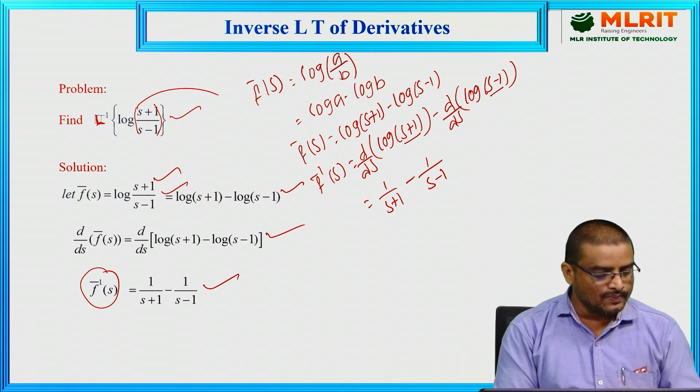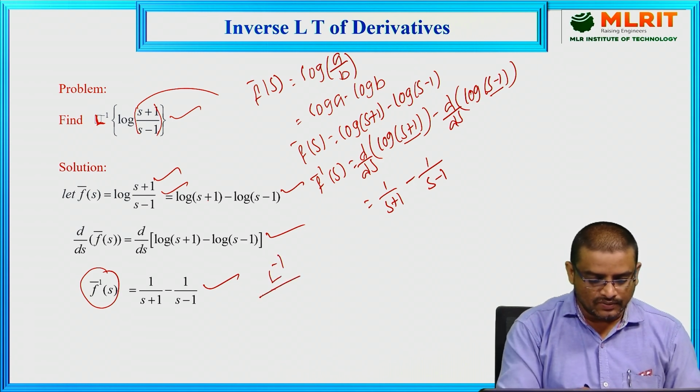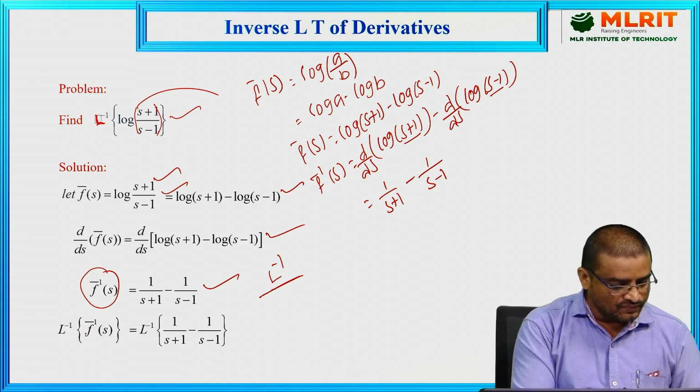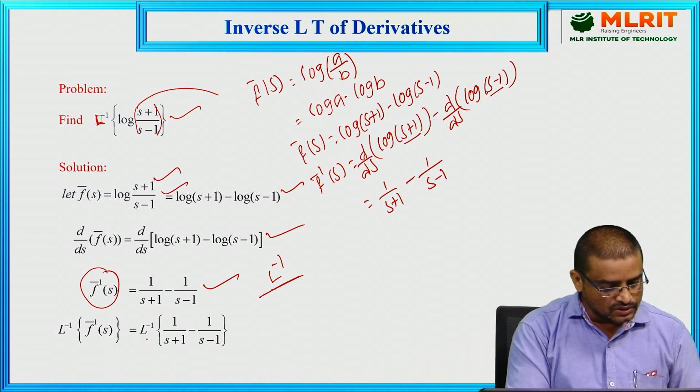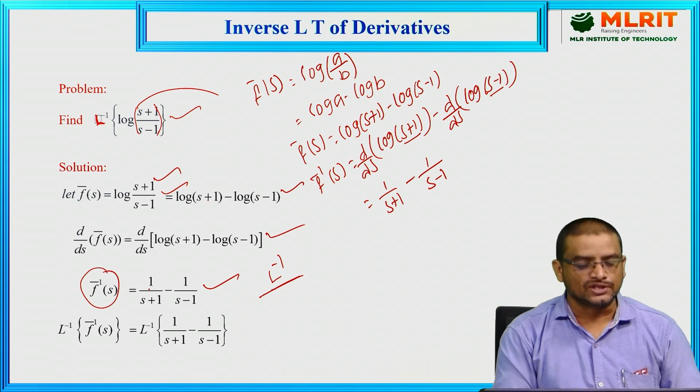Now you apply inverse Laplace transform on both sides. Apply L inverse on both sides. Now this can be written as L inverse of f bar dash of s is equal to L inverse of this. Both sides I am applying inverse Laplace transform.